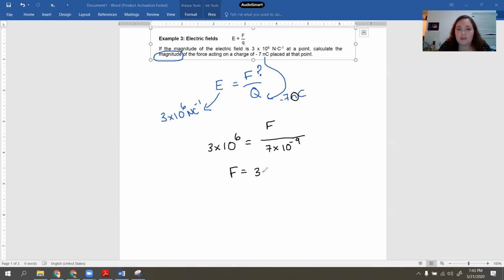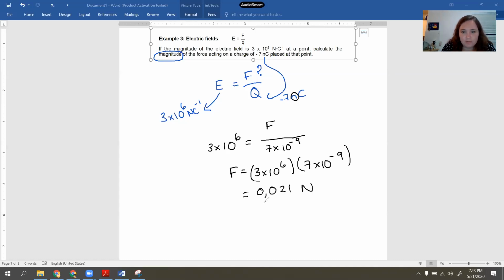So our force is going to be 3 times 10 to the 6, yeah, that is correct, multiplied by 7 times 10 to the -9. And if we do that, 3 times 10 to the 6 multiplied by 7 times 10 to the -9, we get an answer that our force is 0,021 newtons.